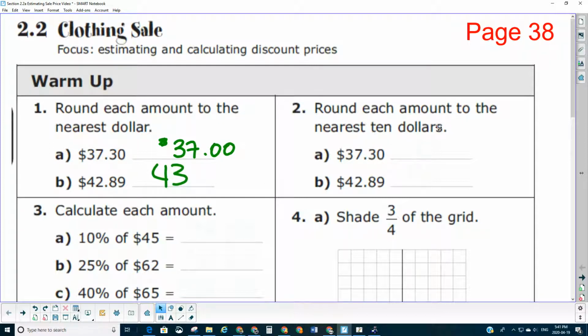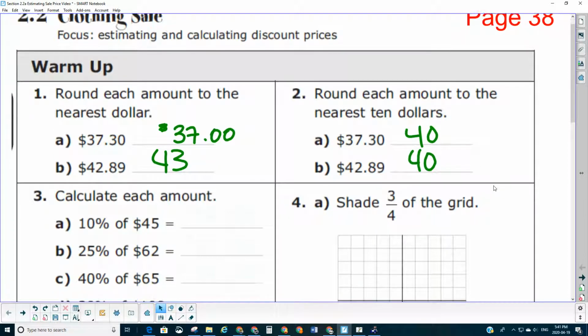Here, it says we're going to actually round to the nearest $10. So here we rounded to the nearest $1. Here we're going to round to the nearest $10. So we're looking at 37.30. Is this closer to 40 or is it closer to $30? And I think the 7 tells you that it's closer to $40. Next, the 42.89. Is it closer to $50 or closer to $40? And the 2 here tells us that it's closer to the 40. So both of these would round to the nearest $10. They're approximately $40. This is a little less than $40, and this is a little more than $40. But still, we round in both ways.